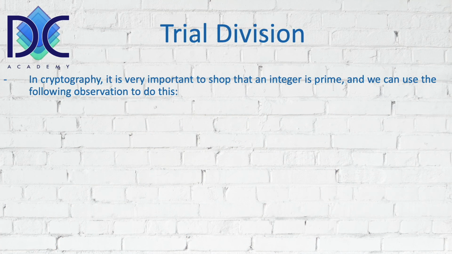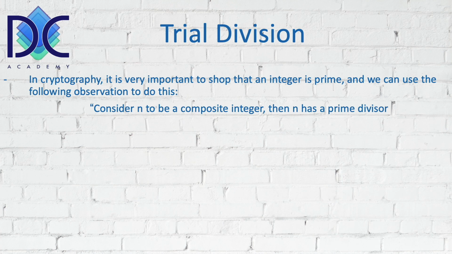When we look at trial division, we try to find out whether an integer is prime, and we can use certain observations. When n is a composite integer, then n has a prime divisor that is less than or equal to the square root of n.